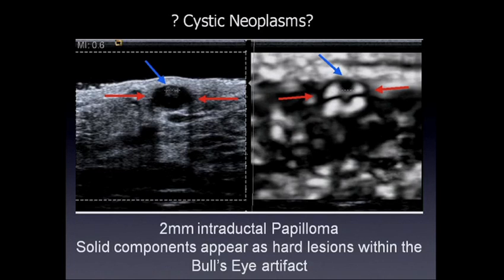One of the things we were very concerned about when we did this was, would we miss any cystic neoplasms? This is the smallest lesion that we could find, and this was an intraductal papilloma, but within this cyst there's a 2 millimeter solid papilloma, and you can see that on the elastography. We can clearly see that the papilloma shows up as a defect within the cyst artifact, and we know that this is a solid component within this cyst.